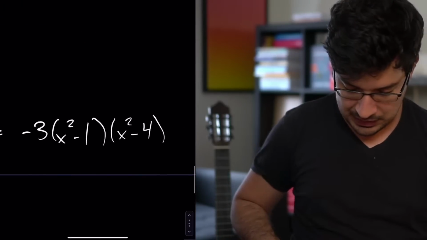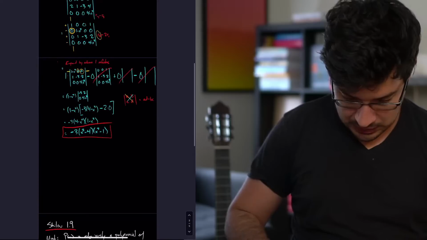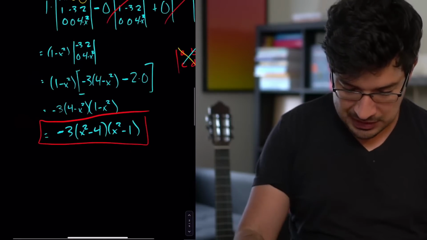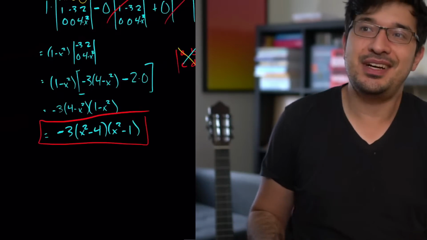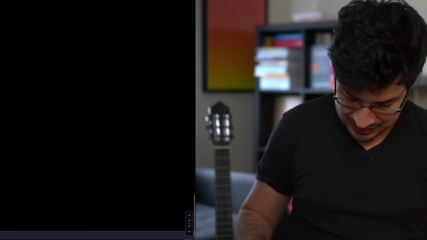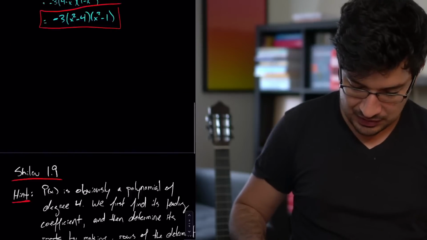Yep, and that's how he wrote it as well. x squared minus 1. Well, yeah, that would have been even nicer: x squared minus 1 times x squared minus 4. But it's the same thing. We got the right answer.